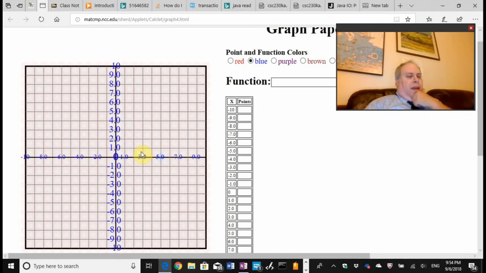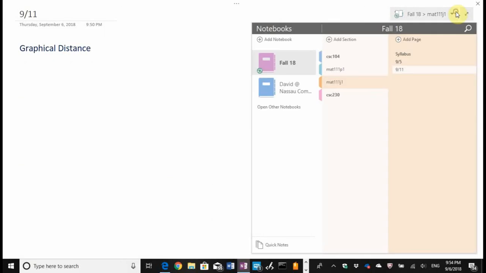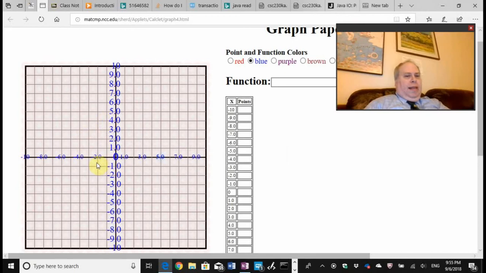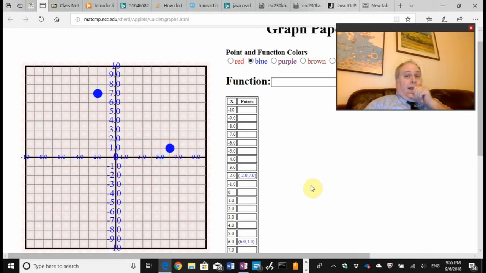A cute little problem is, let me go back to the notes and look at the problem I did last time. You may be in the section where I did this. I'm trying to find the distance between -2, 7 and 6, 1. So I'm going to drop down the points at -2, 7 and 6, 1. That's our first step.